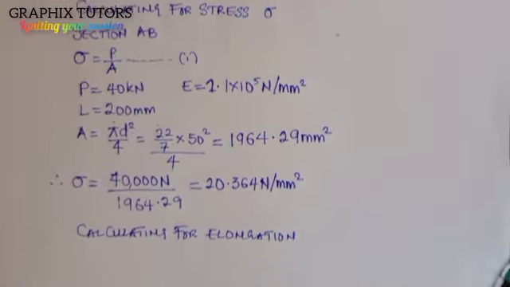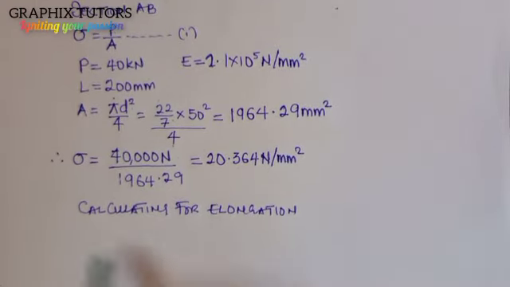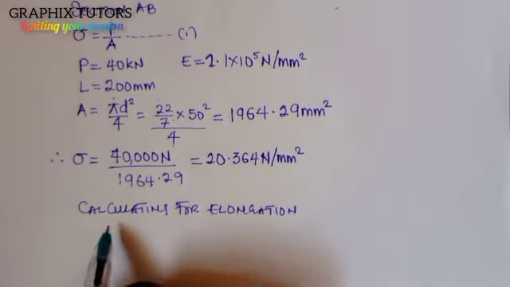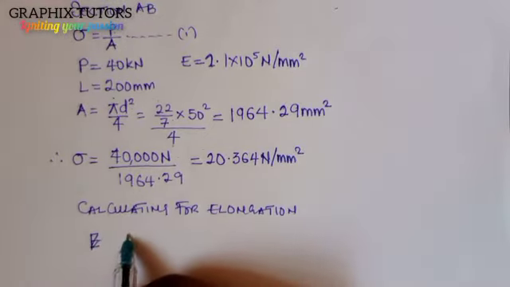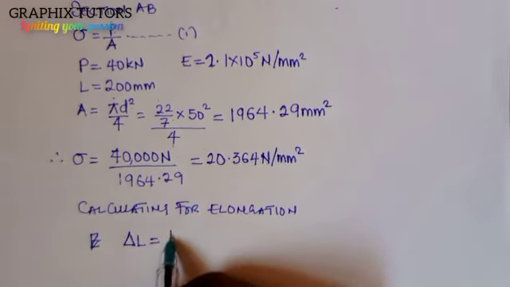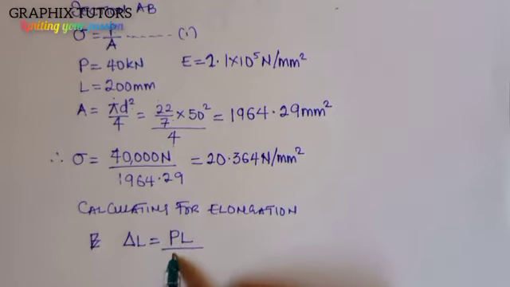So the elongation, from our formula, the elongation delta L is equal to the force times the length all over the area times the Young modulus. Let me call this my equation 2.